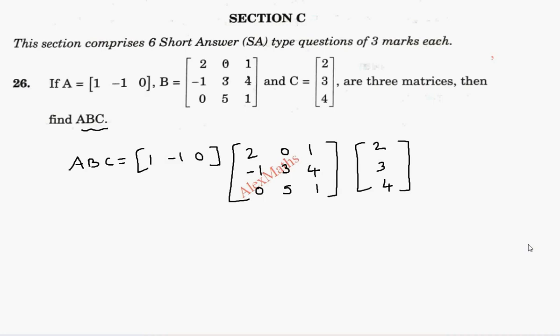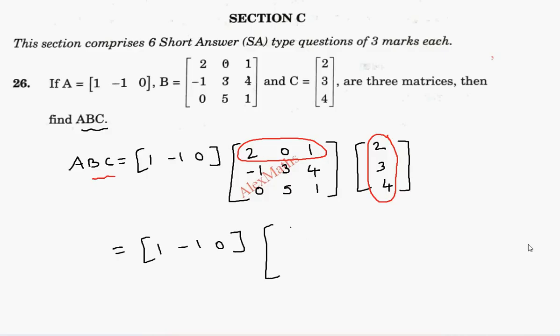Now let's multiply B and C first. So this entire row we take and multiply with the entire column corresponding elements. So first we keep A matrix as it is, then here 2 into 2 is 4 plus 0 plus 4. Then the same way second row, minus 2 plus 9 plus 16. Third row, 0 plus 15 plus 4.